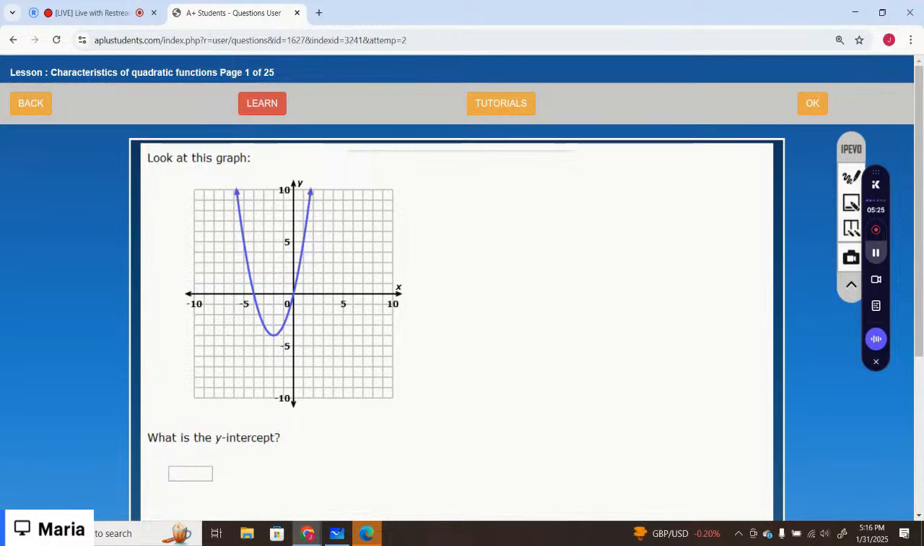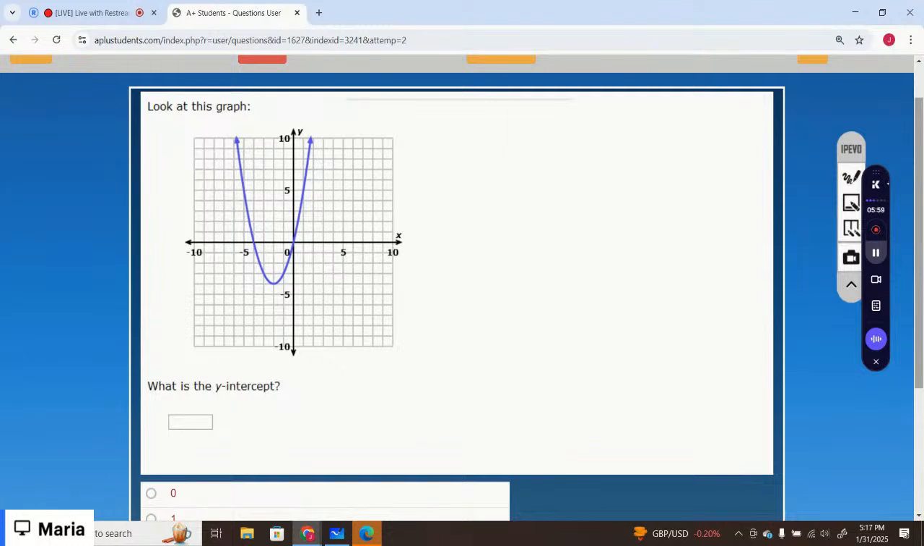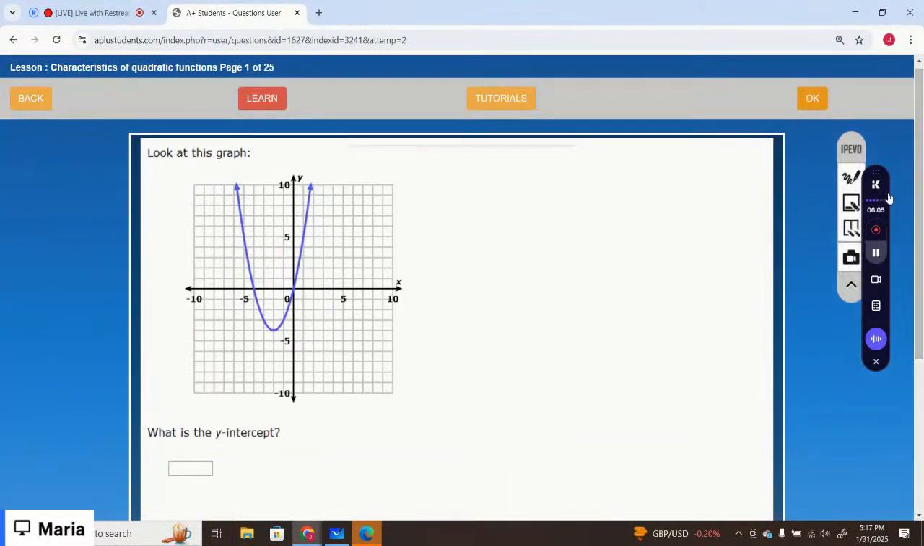Okay, so look at the graph. What is the y-intercept? The y-intercept is the point where the graph intersects the y-axis. Here is the point where the graph is passing through the y-axis. So that is 0. Option number 1 is the correct option. She will be live in a while. You guys can please wait.